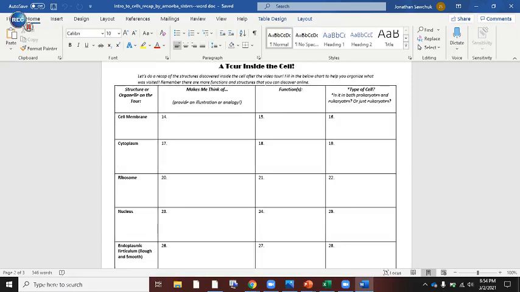And you're going to be putting down the makes me think of each thing. So you're going to give an analogy or an illustration. I like analogies because sometimes my drawings aren't that great. So for a cell membrane, makes me think of a balloon. Okay, cool. And then I could go on to explain why. Reason I think cell membrane is kind of like a balloon is it holds all the junk in, and if you pop it, there's cytoplasm everywhere, which is kind of like Jello.